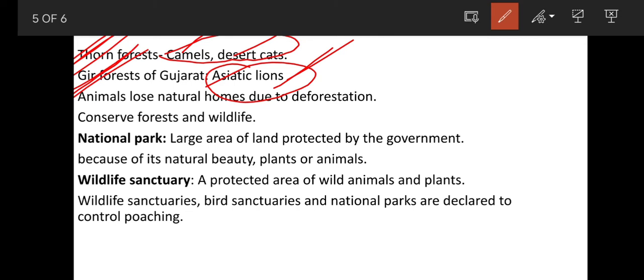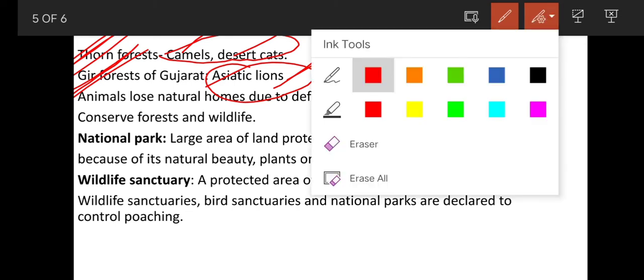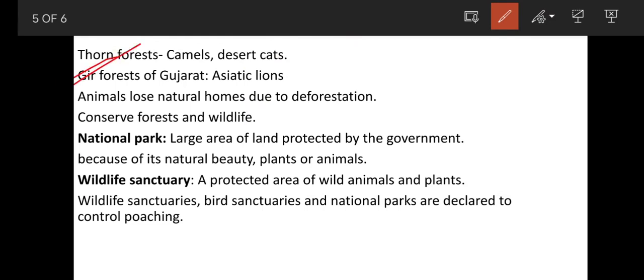There is a national park in Gujarat known as Gir National Park. In Gir National Park, Asiatic lions are found. We should conserve forest and wildlife. Nowadays, animals are losing their natural homes. Why? Due to deforestation, because forests are destroyed by people. So we should not cut down trees.